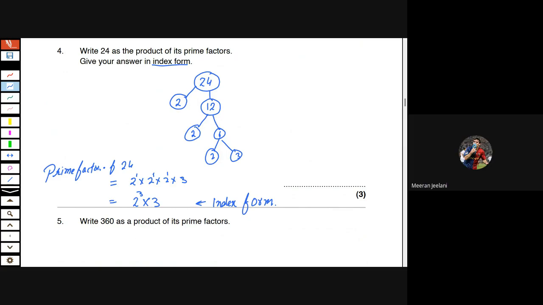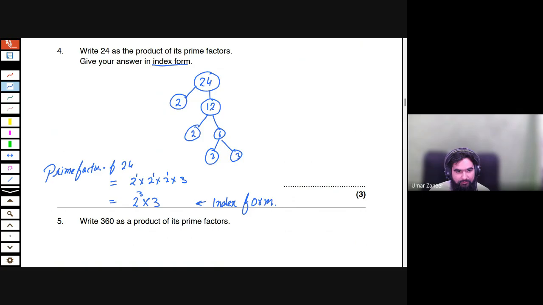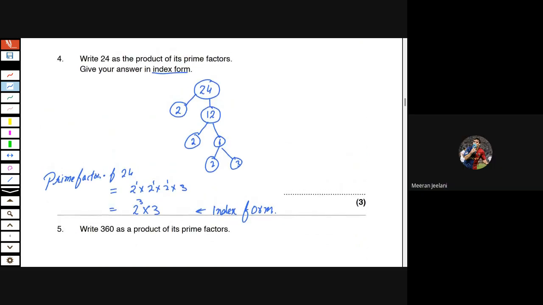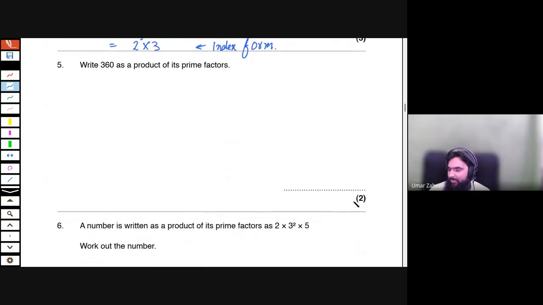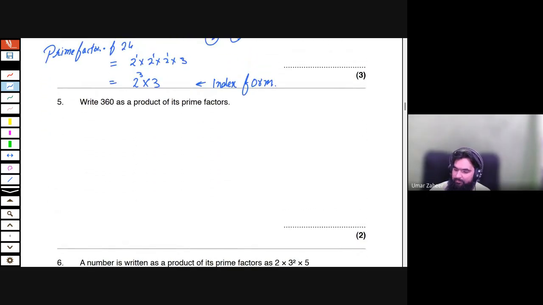Yes, everyone. Any question till here? All right. Please do this question on your notebook and send me the working. Do it by both methods. You have to do it by the T diagram. Find the prime factors of this number by using a T diagram.